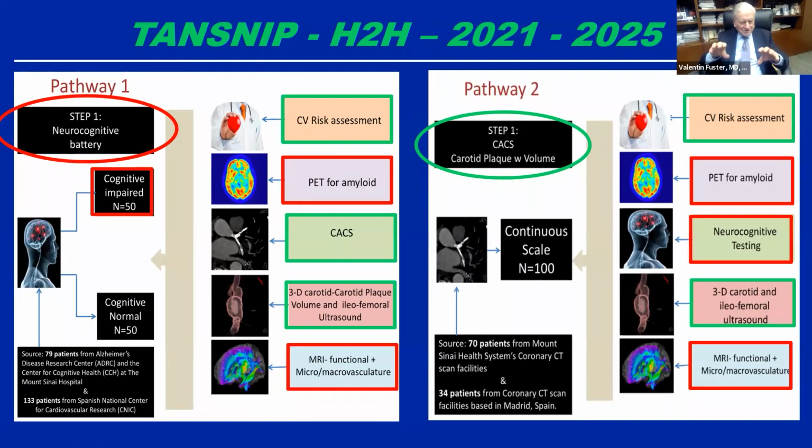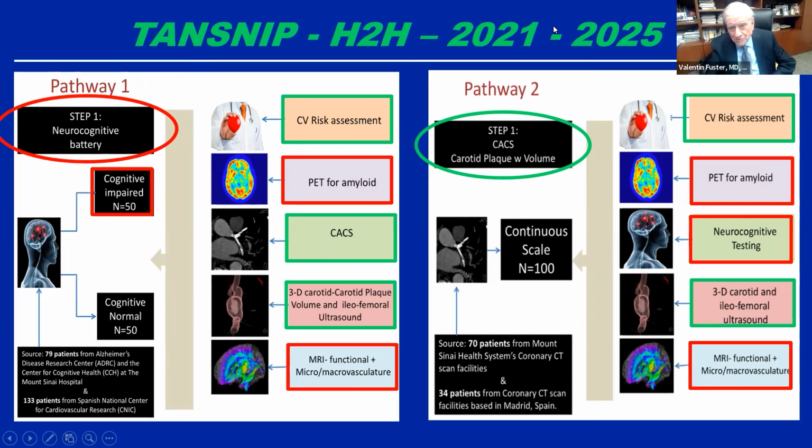And this is the hypothesis that the risk factors that actually affect the large arteries may also affect the microcirculation of the brain and lead to cognitive dysfunction and acceleration of Alzheimer's, the same risk factors. So we start with people, pathway 1, that have neurocognitive dysfunction, and then we use all the imaging technologies. Now in green is the large arteries, carotids, iliofemoral, ultrasound, and these are the risk factors. And in red, we go to the brain to look for amyloid with PET and to actually look at the amount of blood that circulates in the brain with MRI. So to look at the microvasculature.